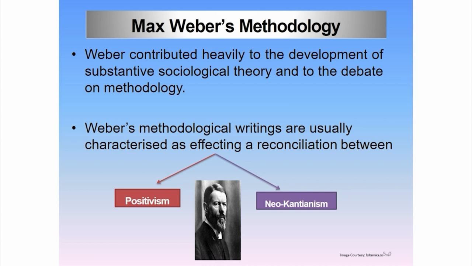We have discussed sociological modernism, classic statements of sociological modernism in the works of Marx and Weber. We have already completed Marx. And in the last two lectures, in the seventh and eighth lecture, we have discussed Weber's theoretical positions and methodological writings, how they are usually characterized as effecting a reconciliation between positivism and neo-Kantianism.